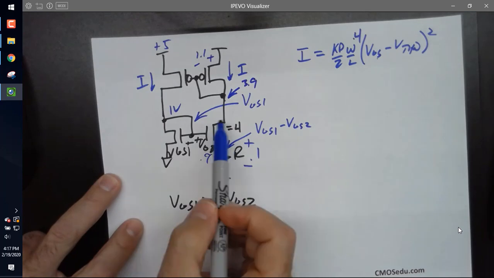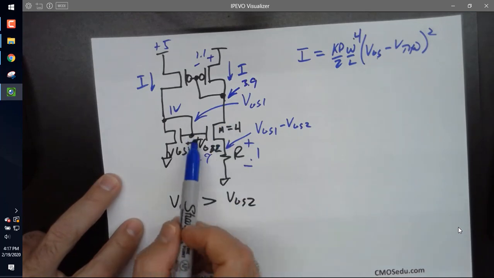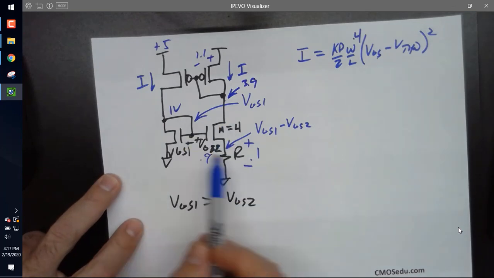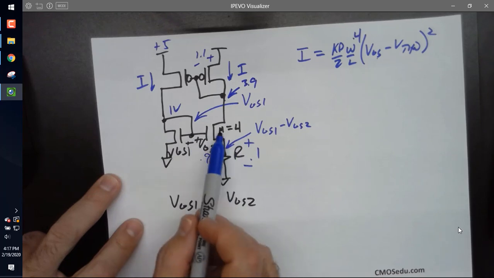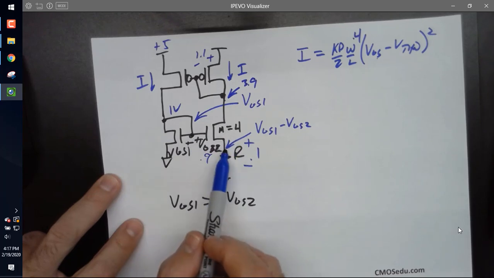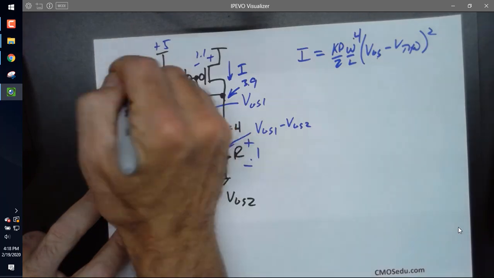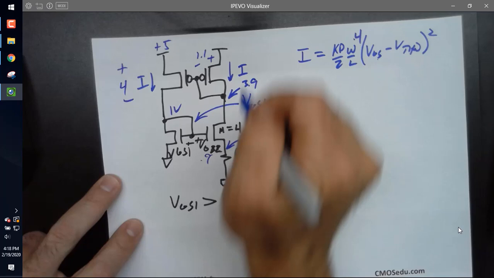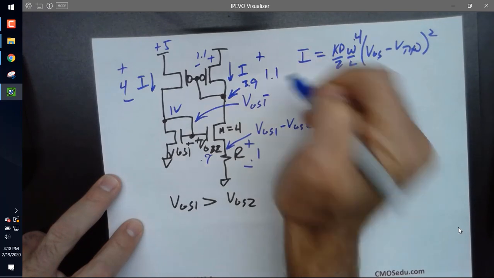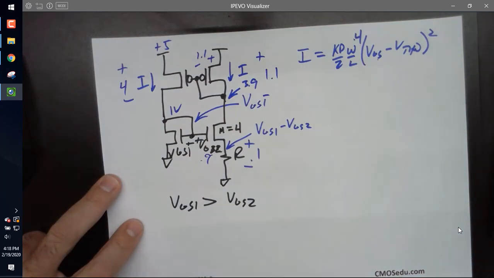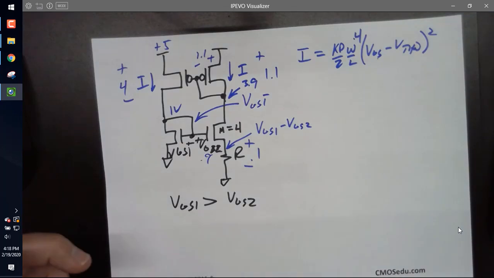So the drain is at 3.9. The gate here is at 1. This voltage is 0.9 because I made it wider. And then this is 0.1. And then this voltage, I just have a voltage here of plus minus 4 and a voltage here of plus minus 1.1. Okay, so let's do it again.